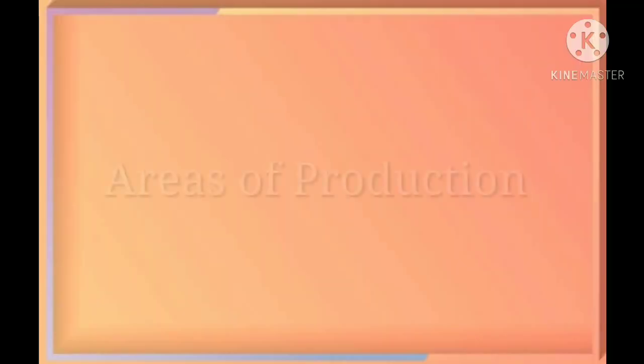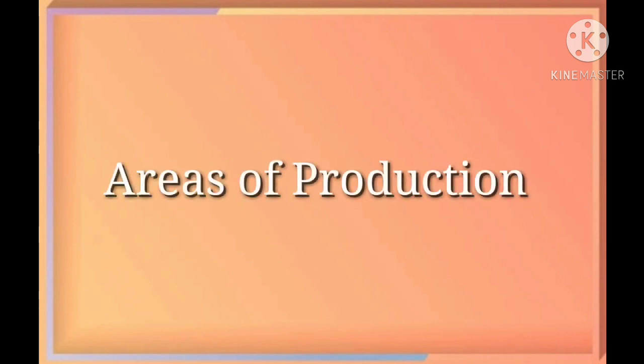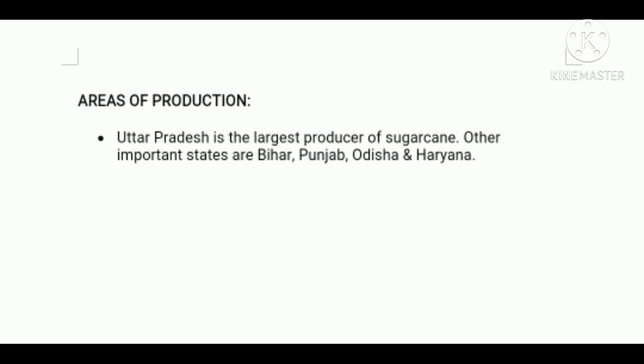Next, press mud. It is the residue at the bottom and is used to make wax, shoe polish, and carbon paper. Next, let us talk about its areas of production. Uttar Pradesh is the largest producer of sugarcane. Other important states are Bihar, Punjab, Orissa, and Haryana.